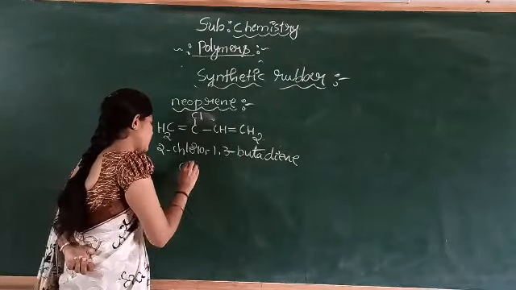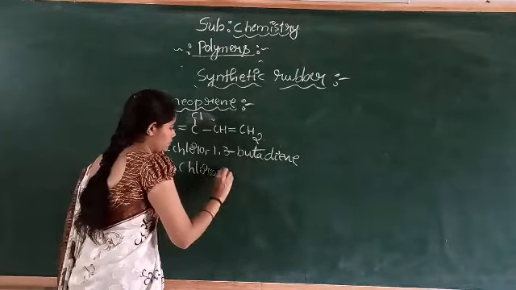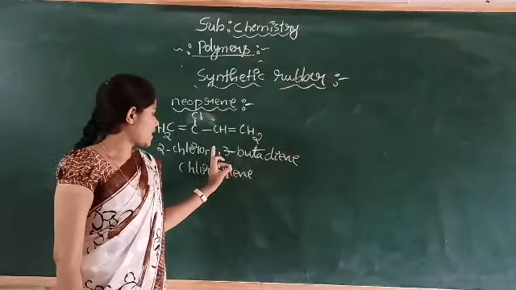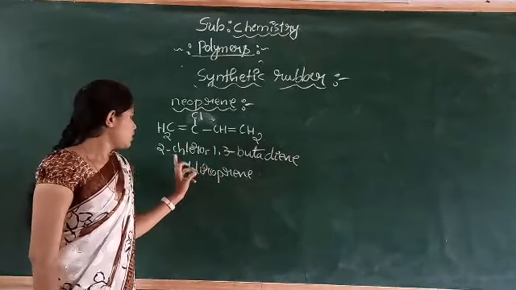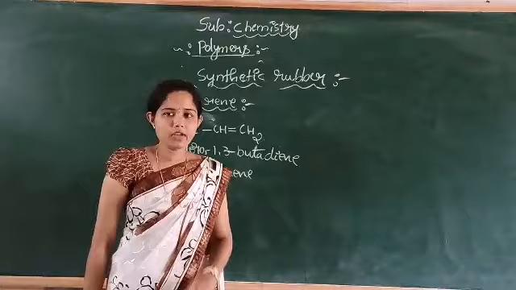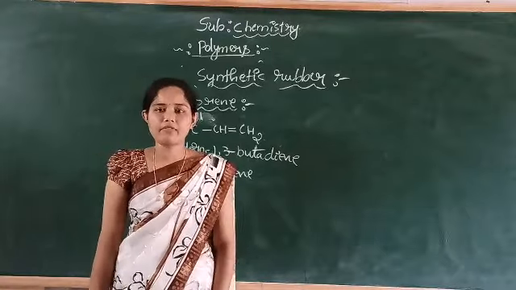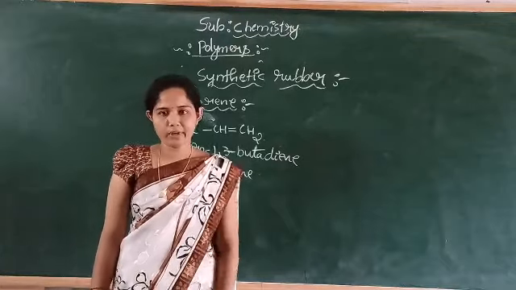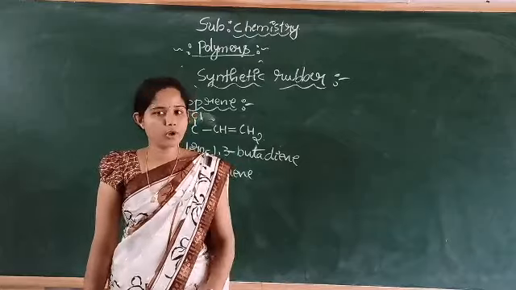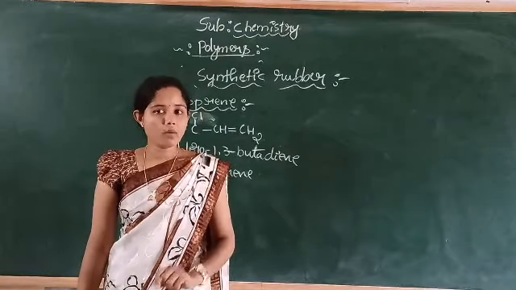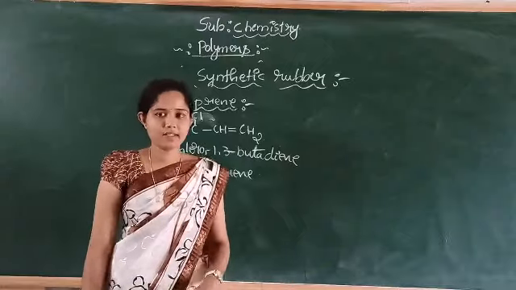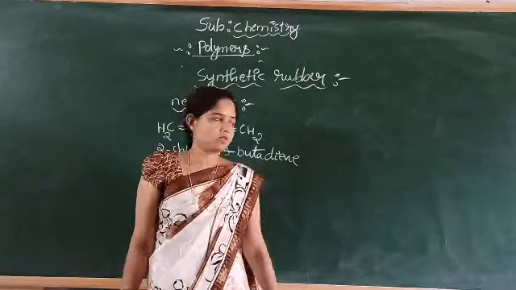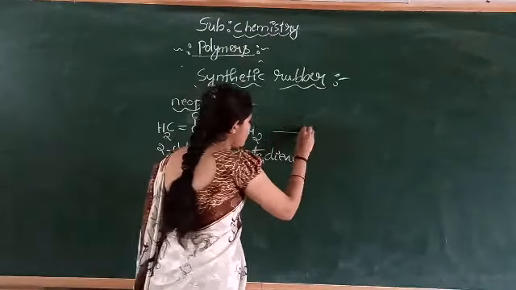Which is commonly known as chloroprene. So neoprene is a polymer of chloroprene or 2-chloro-1,3-butadiene. In your annual examination, they will definitely ask for 1 mark: write the IUPAC name of chloroprene, or name the monomer of neoprene, or name the common name of the monomer of neoprene. Like this, the questions will arise in your annual examinations. So this is important.